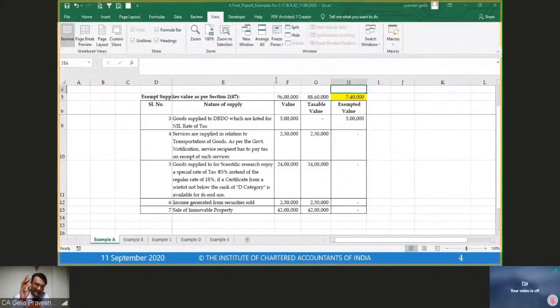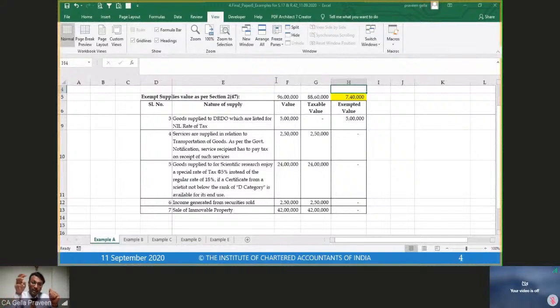Hiba, please understand, non-taxable supply is nothing but non-leviable. If you look into the definition of non-taxable supply, it says supply of goods or services. When I say supply, first and foremost, it should be either goods or services. Security is neither goods nor services, so it doesn't come into this definition called non-taxable supply.